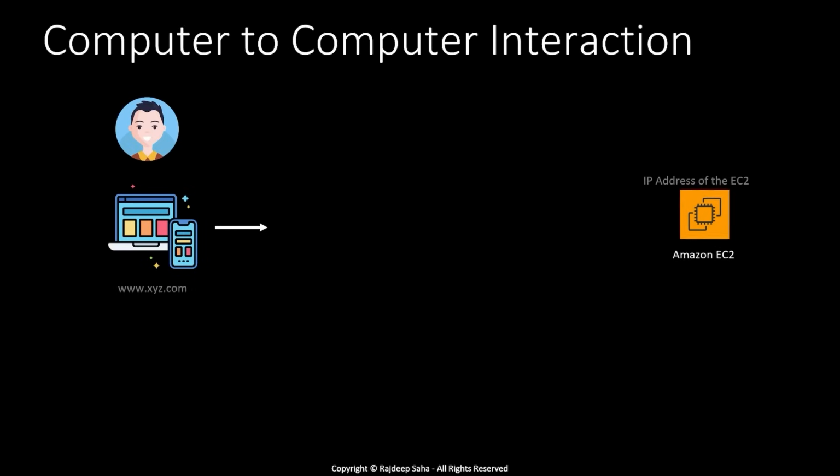Also, if you take away the load balancer, let's say you have a simple application, maybe your own personal website running in a single EC2, and your single EC2 has an IP address. If you just type in the IP address of the EC2, your website will appear. So when you type in the name of the website, www.xyz.com, the end goal is to somehow get the IP address for this Amazon EC2.